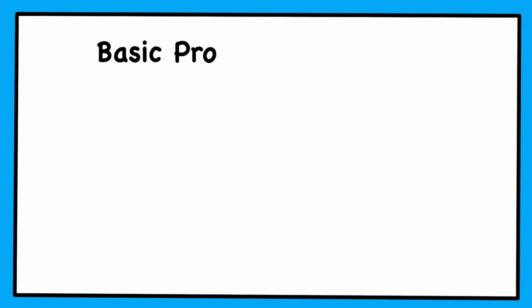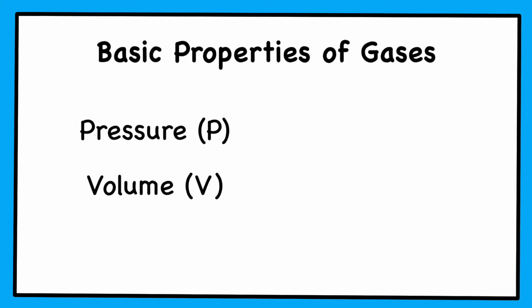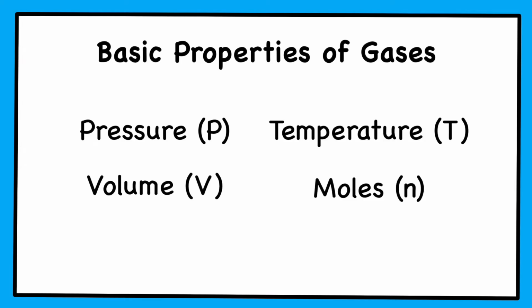Now that we've got that background information out of the way, how then are we going to use this in our class? Well, there are 4 basic properties of gases that are interrelated. These properties are pressure, volume, temperature, and moles. We are going to use gas laws to explain how these properties are interrelated. For example, we are going to explain how a gas's volume varies with temperature at a constant pressure. There are 3 main gas laws, or 3 simple gas laws, that we're going to go over today.